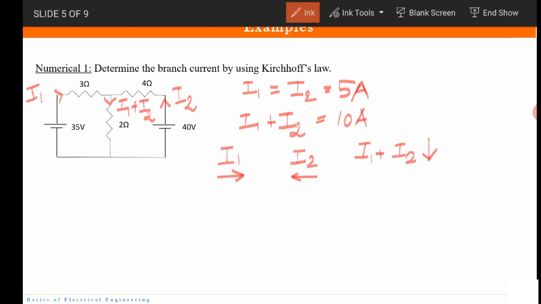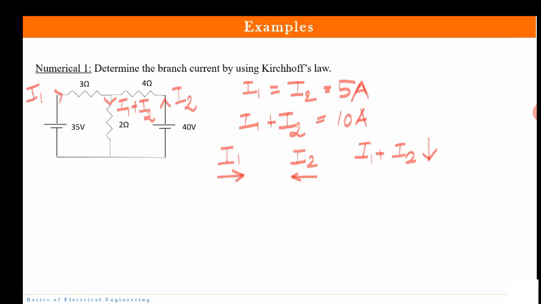Now how did we conclude this? Now suppose we have assumed a direction of the current and the calculated current is positive. It means whatever was the assumed direction, it was correct. Now we assumed a direction and the calculated current comes out to be negative. It implies that the direction of the current is opposite. Fine? Okay?